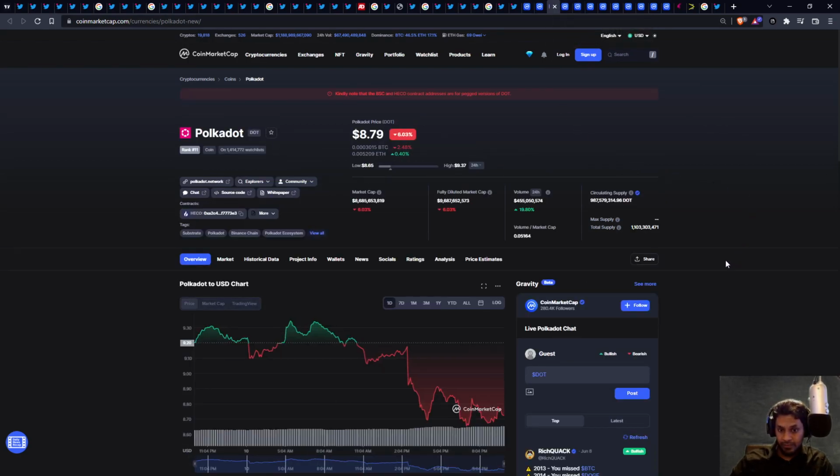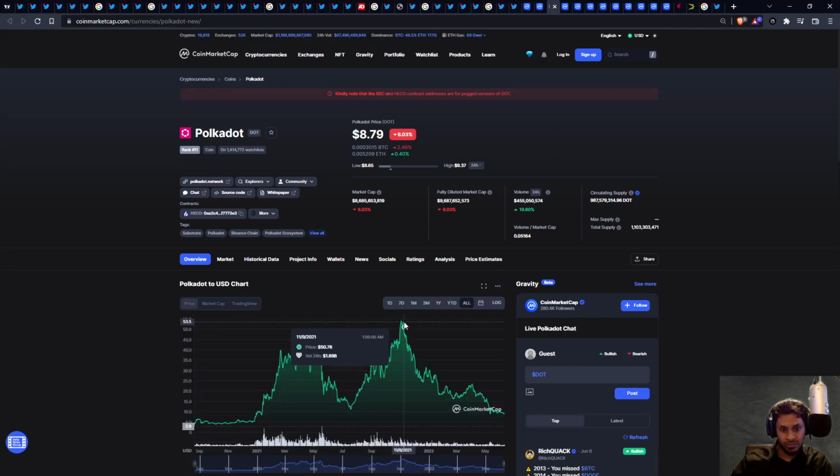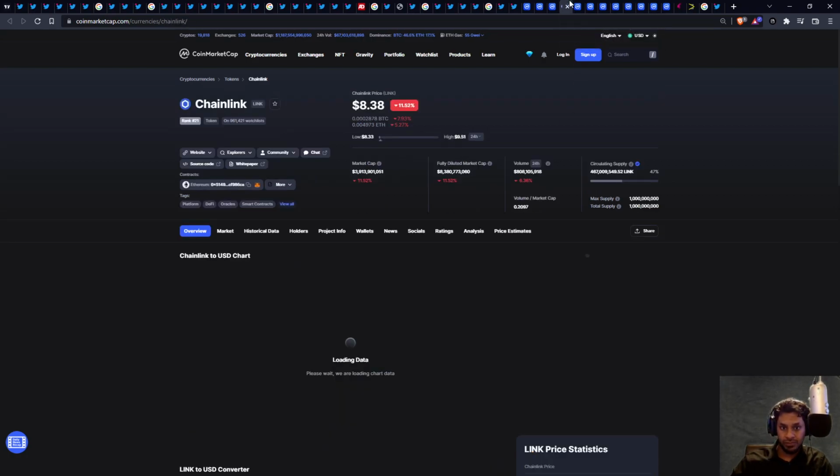Polkadot, definitely going to be the future. Really looking forward to it. The parachain's already launched. We're really looking forward to the future development of Polkadot. Definitely scoop this one up. The all-time high was $53, and it's now trading around $8. So definitely buy it, stake it. It's going to be very valuable in the future.